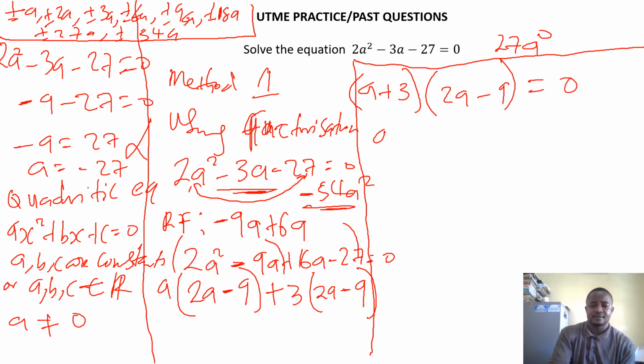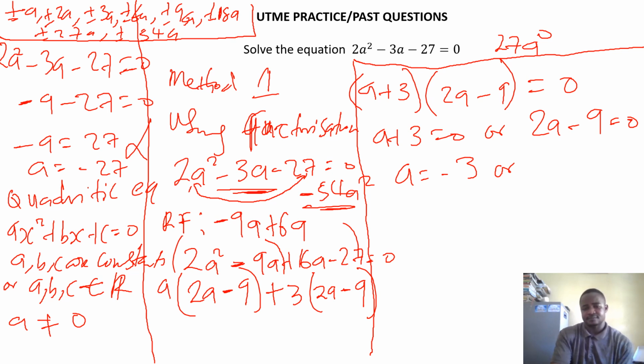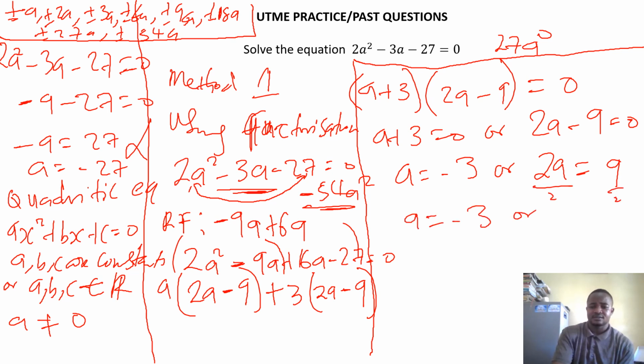So from there, you have a plus 3 equals to 0, or 2a minus 9 equals to 0. A is equals to minus 3, or 2a is equals to 9. A is still minus 3, or then you divide both sides by 2 here, or a is equals to 9 over 2. So this is my answer using the factorization method. So I believe we are clear on this.